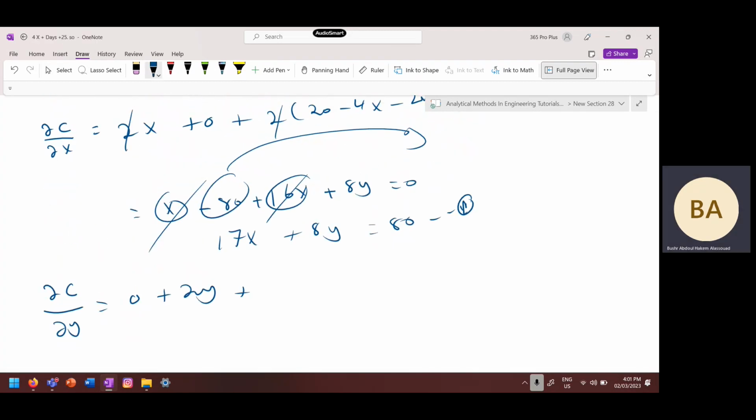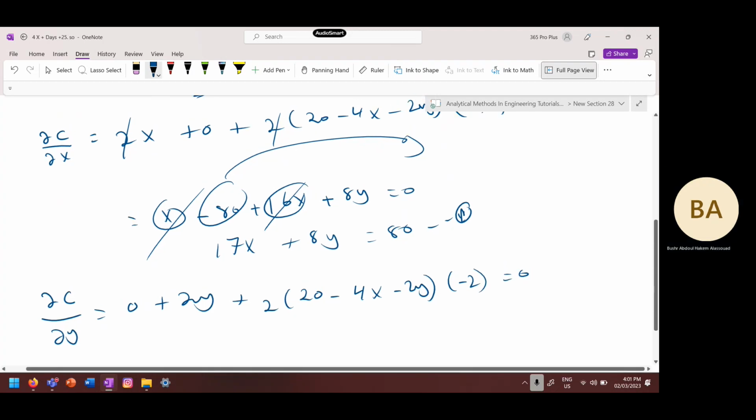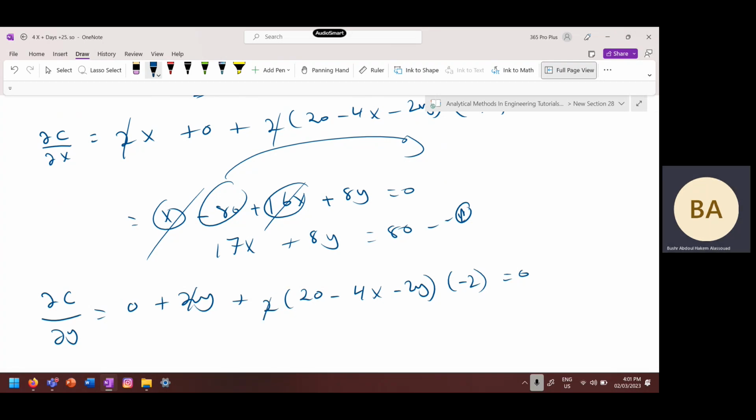Okay, plus 2y plus 2. Again, a chain rule, 20 minus 4x minus 2y, and the differentiation of what's inside the bracket, which is going to be -2, equal to 0. Okay, now cancel the 2 since it's a common factor.